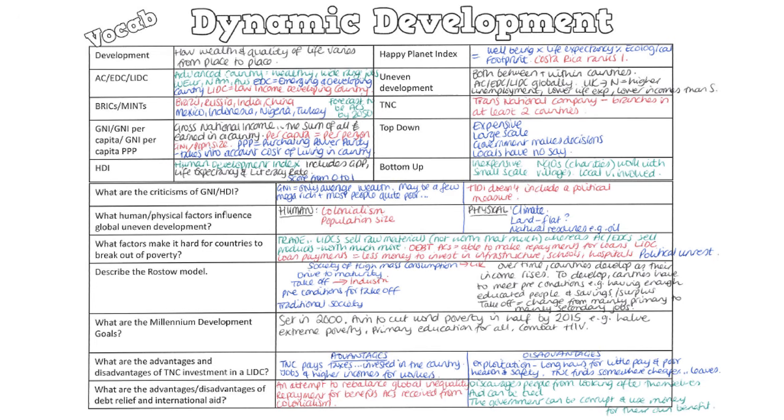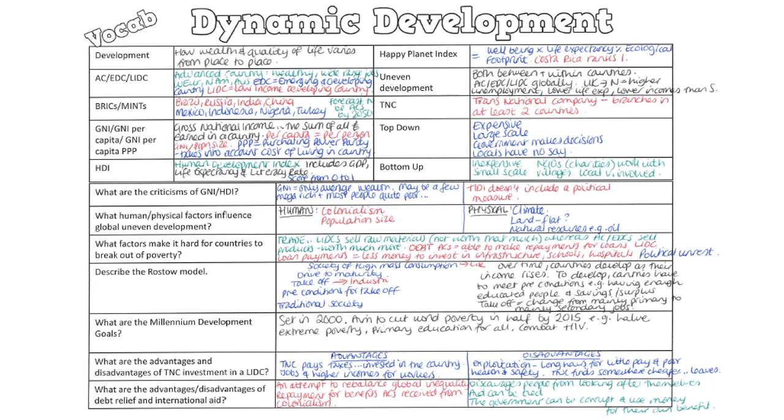ACs are advanced countries. You've got very wealthy people, a wide range of jobs. People have disposable income to be able to spend on services and luxury items. And these are found in Western Europe, North America, Australia.